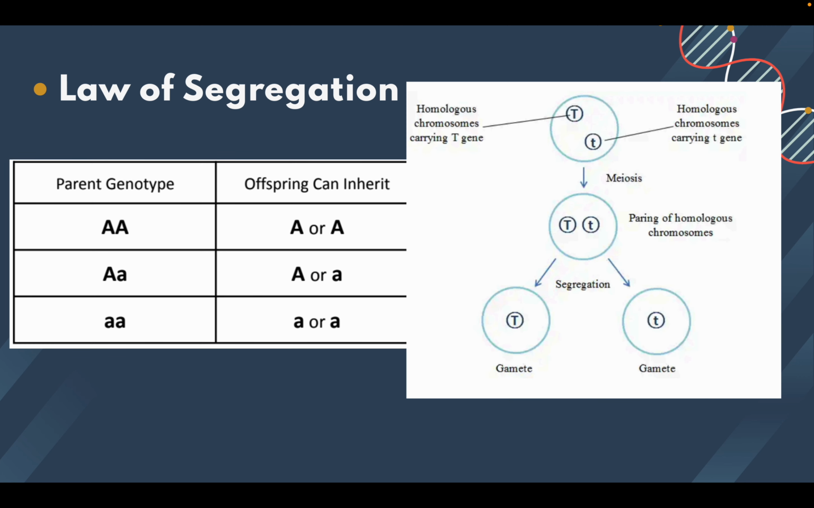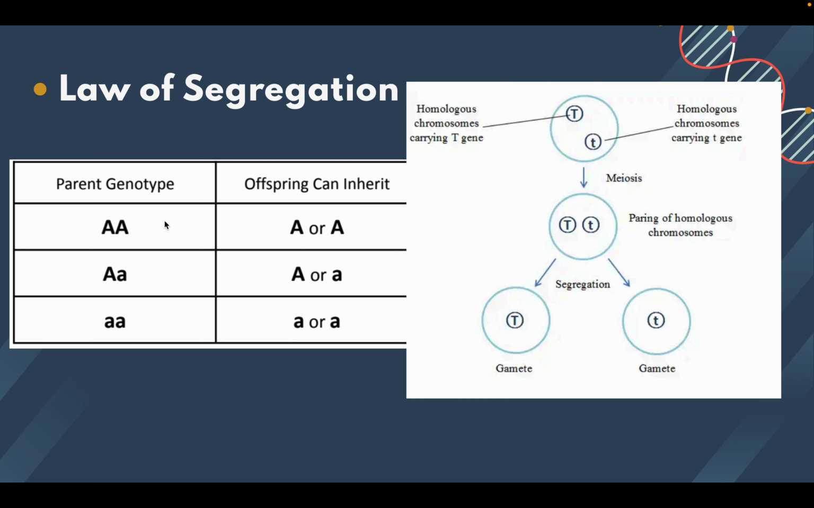So let's look at this picture. Let's say that this is an egg. And in this egg, they have a capital T allele and a lowercase t allele. When this splits, each gamete will only have one letter.